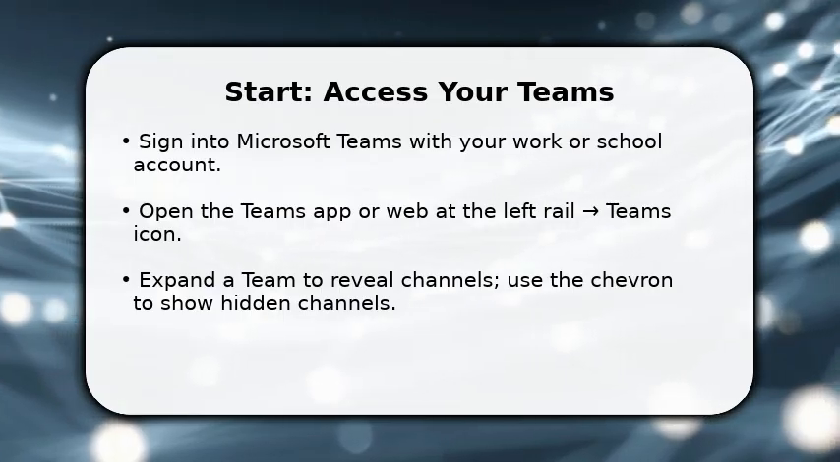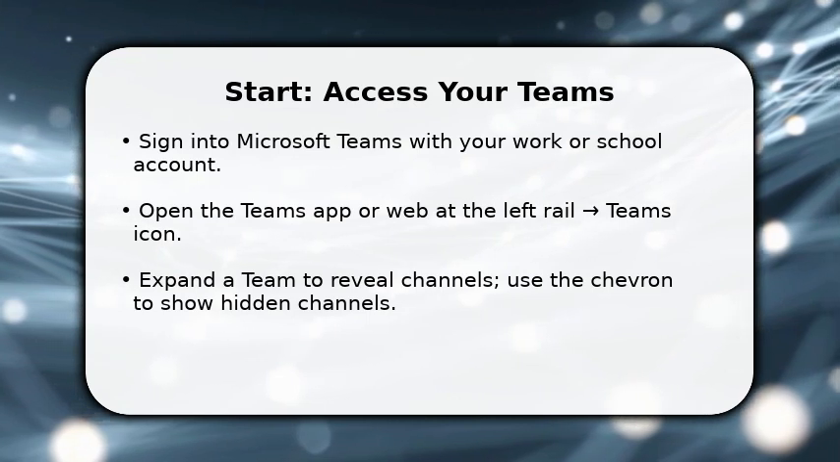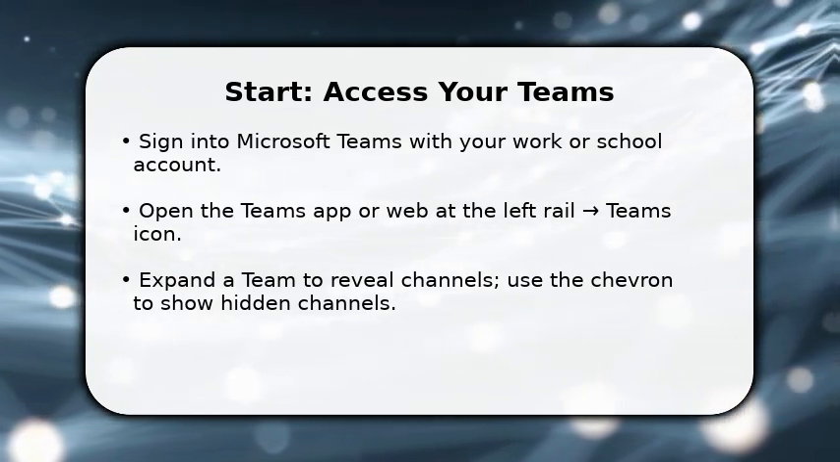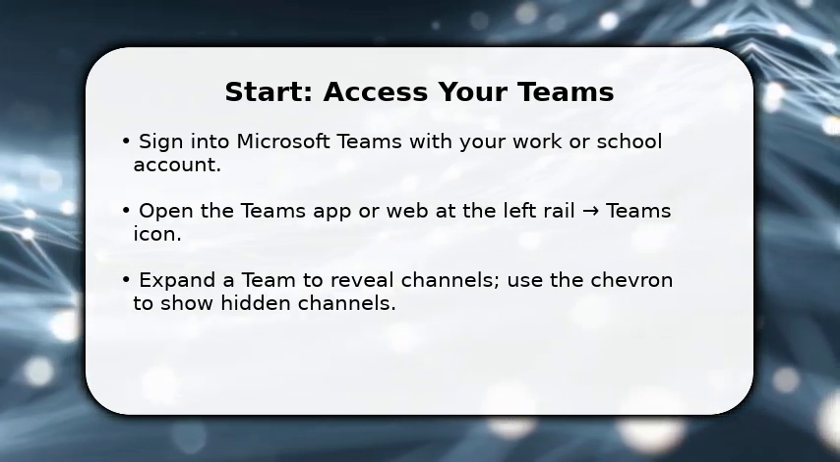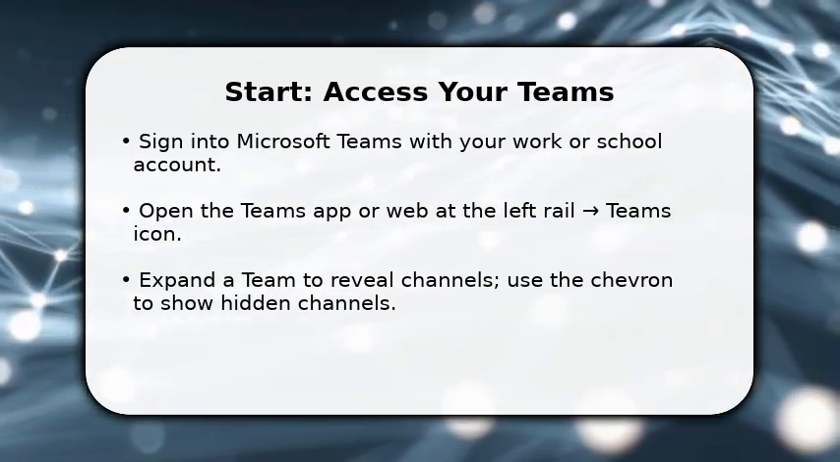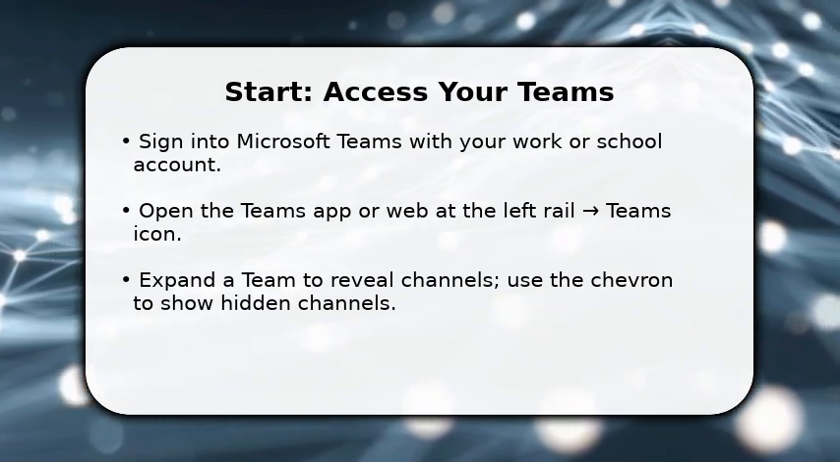You're signed in and ready. Now go straight to the team's icon on the left rail. Once there, pick the team you need and expand it with the chevron. This reveals standard and private channels. If a channel still doesn't appear, use the search box at top and type the channel name.